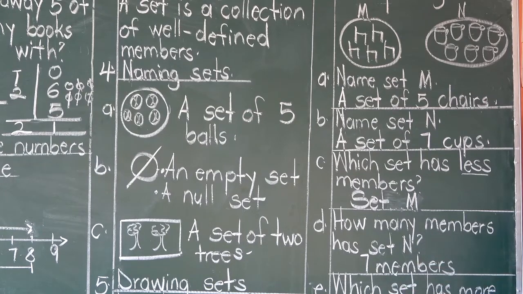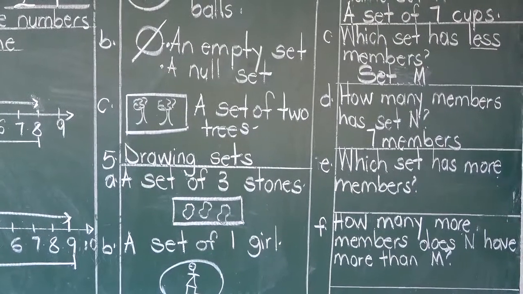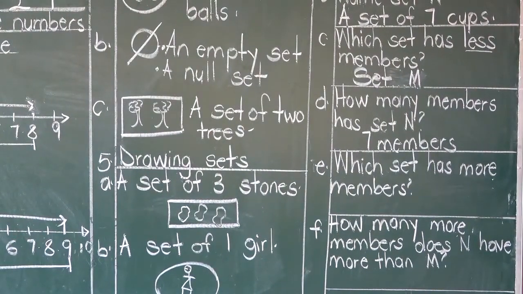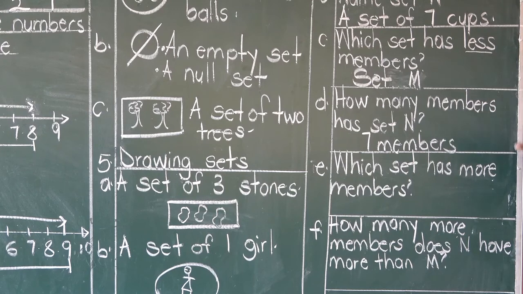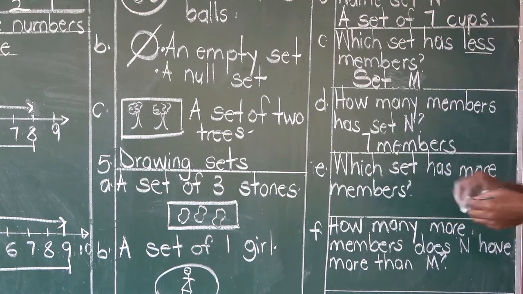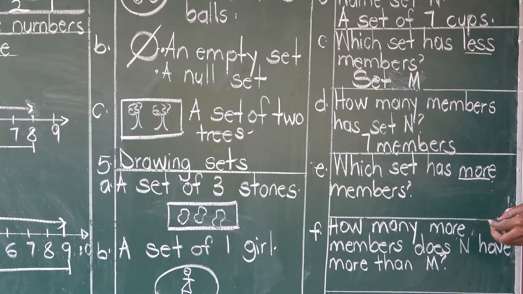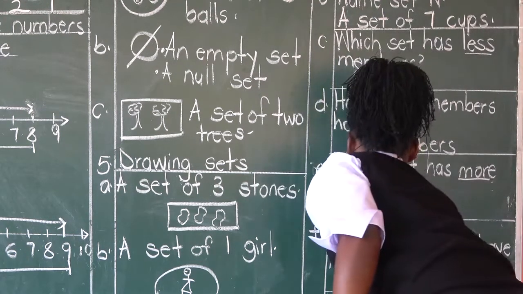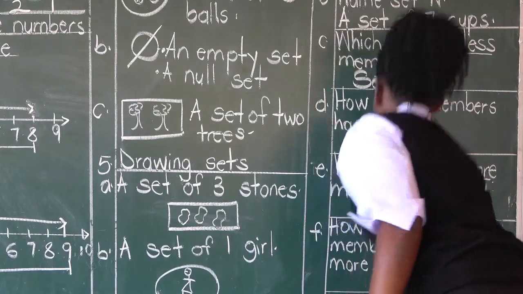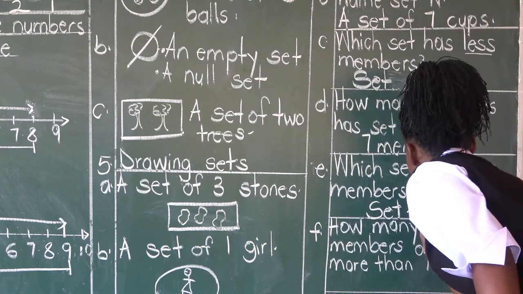Okay, here we go. Which set has more members? These are two sets. Now set M, set N. Which one has more members? This one has 5, this one has 7. Meaning that when I look at my keyword more or bigger, the set will be set N. Set N. Still, this N is capital. Even on my answer, I have to write set N. N is supposed to be capital.